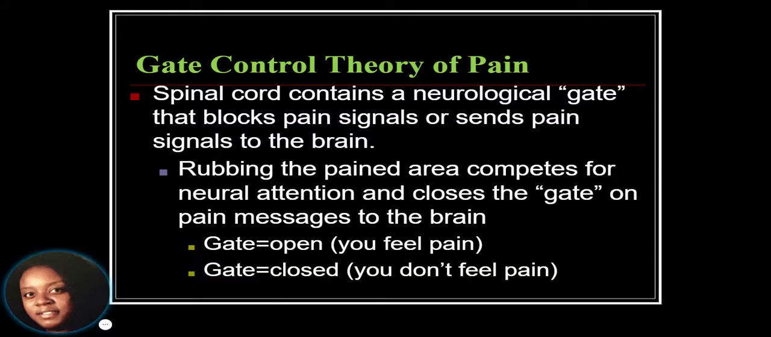The gate control theory of pain says that the spinal cord has a neurological gate that blocks pain signals from reaching the brain. What happens is if a person stubs their toe, they immediately go to rub that area. They're unconsciously trying to close that gate that exists in their spinal cord so that they will no longer feel the pain. And again, this is a hypothetical gate. If the gate is open, you feel pain. If it's closed, you don't feel pain.